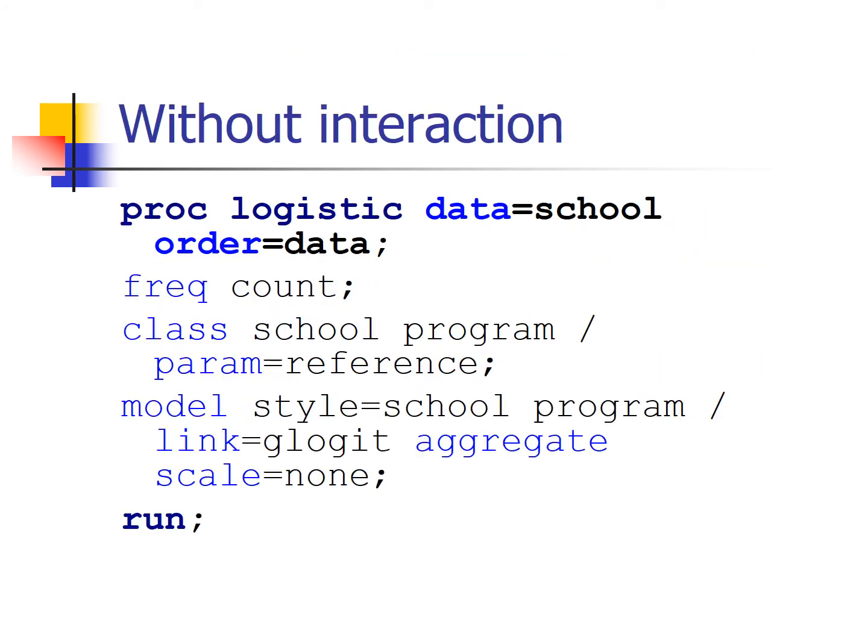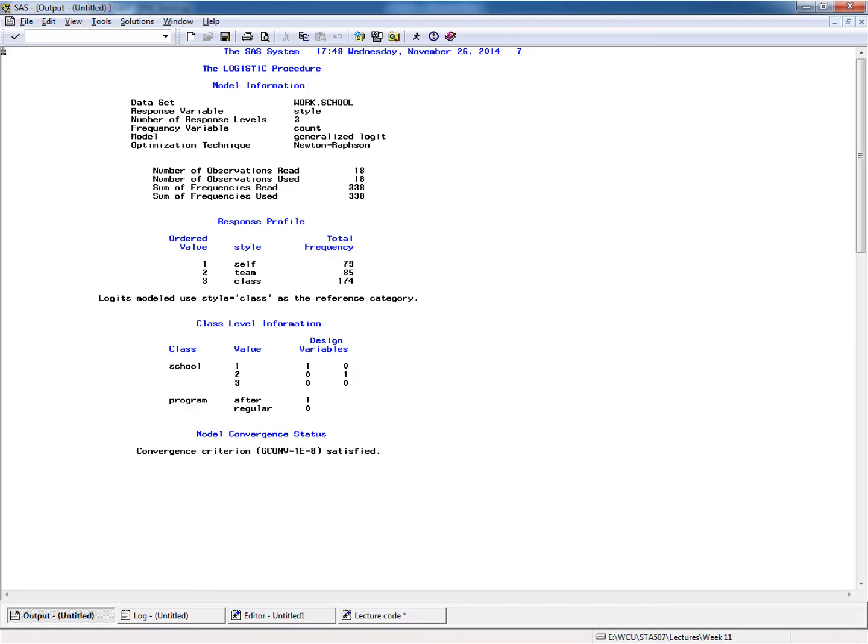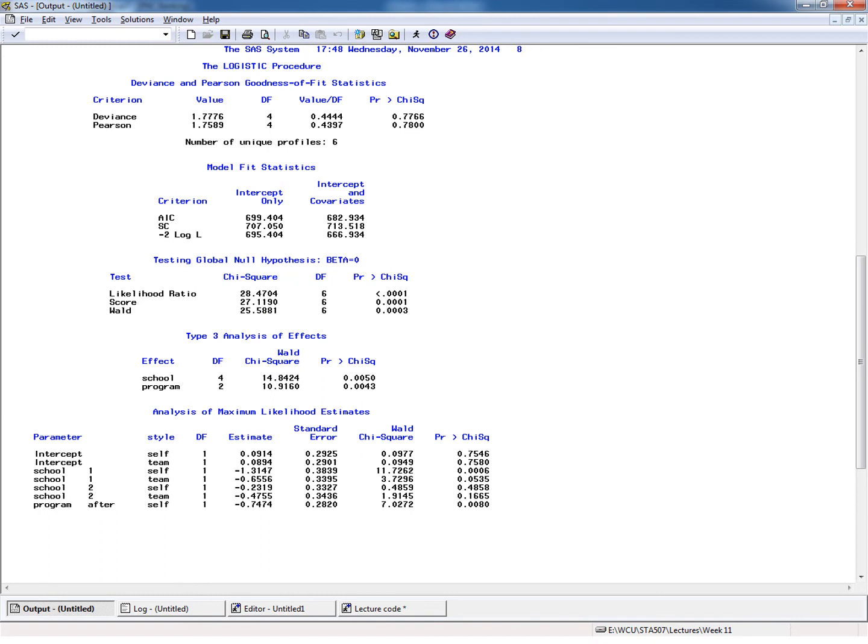So PROC LOGISTIC, same code, just removed the interaction term. Again, check to make sure that we didn't screw something up, that we still are using the reference category that we intend to. We are. It's the class reference category. There's our goodness of fit tests. Now they're working because we're no longer fitting the saturated model.